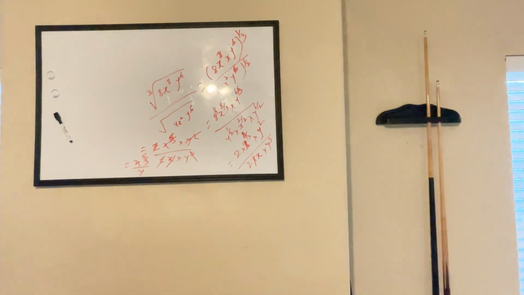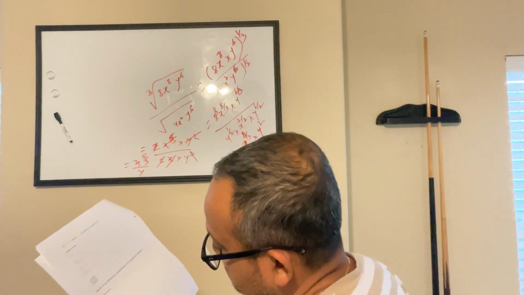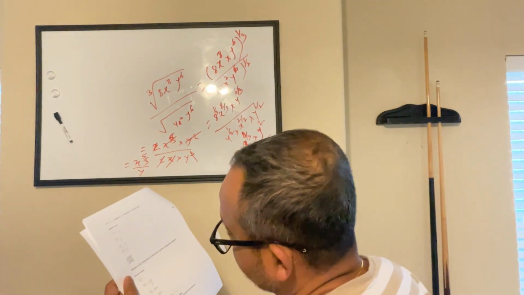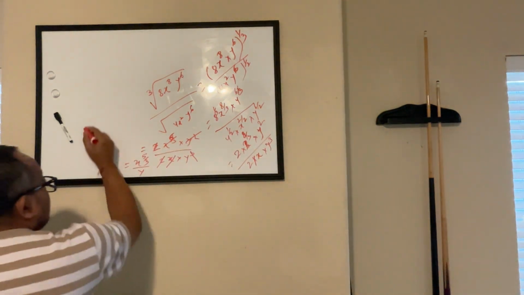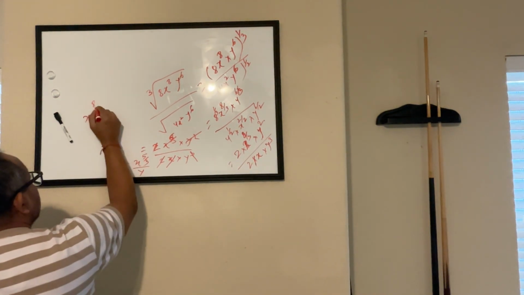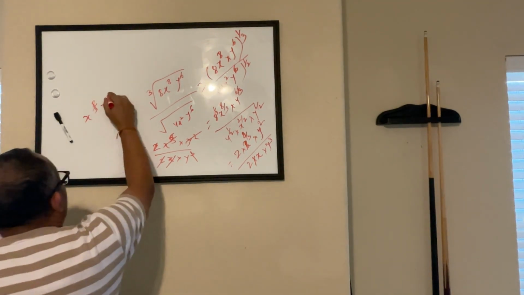See if you see anything like this. Did we miss something? Okay. X to the power 8 by 3 minus 1.